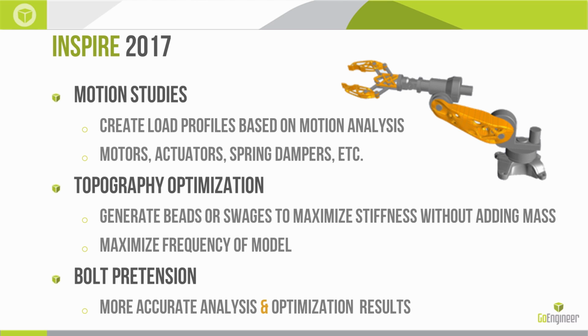It also will do topography optimization now. So I've been talking about topology optimization, which is shape optimization. Topography is optimization of surfaces, adding beads or swages to increase the stiffness of a surface. So if you wanted to increase the stiffness of, say, a sheet metal component through different form dies or pressing operations to get the nice shape, we can now do that as well. And also we can do bolt pretension, which just gives us a little bit more accurate analysis and optimization results.